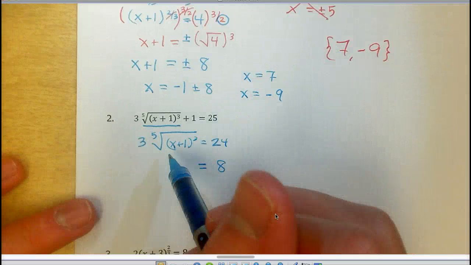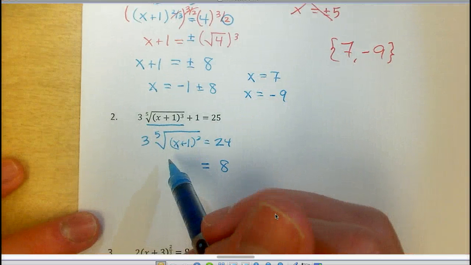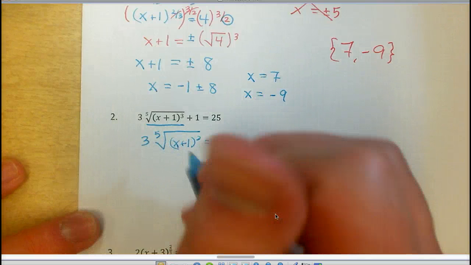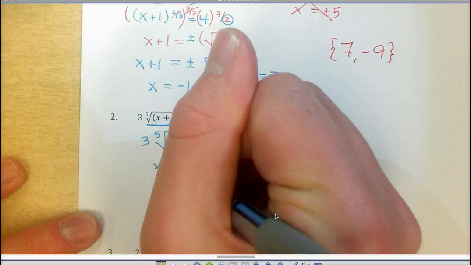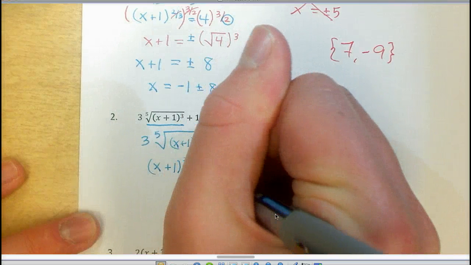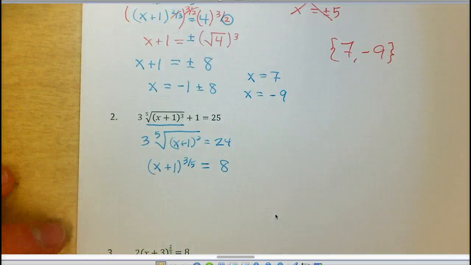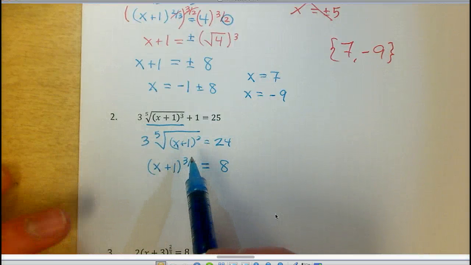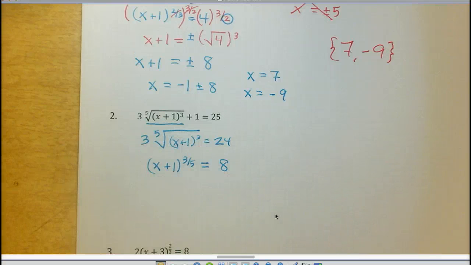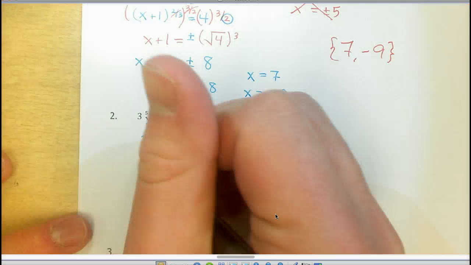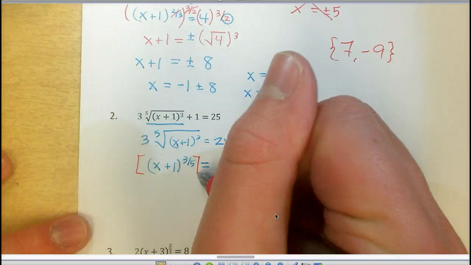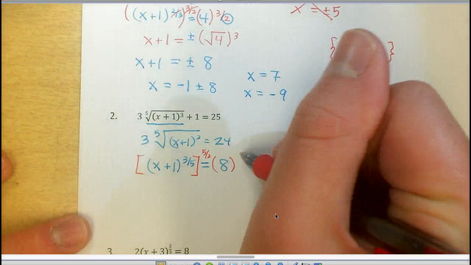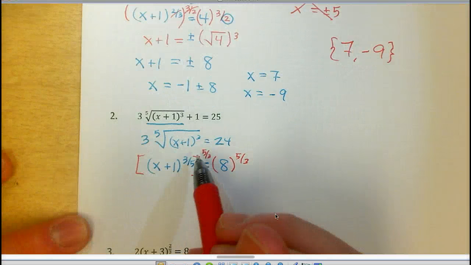I'm going to rewrite the left side now as a fraction exponent. So the 5th root of (x plus 1) cubed is the same thing as (x plus 1) to the 3/5 power. Okay, so all I did there was I rewrote it. I haven't taken both sides to a power yet. I just rewrote my radical. Now that I've rewritten that, it's easier to see what power I need to take both sides to. I need to take both sides to the 5/3 power to cancel out this 3/5 here.